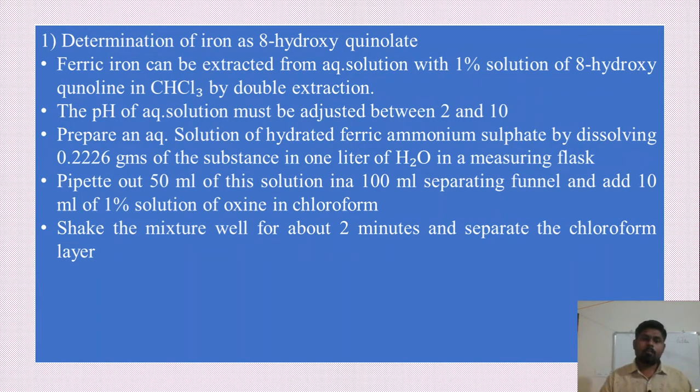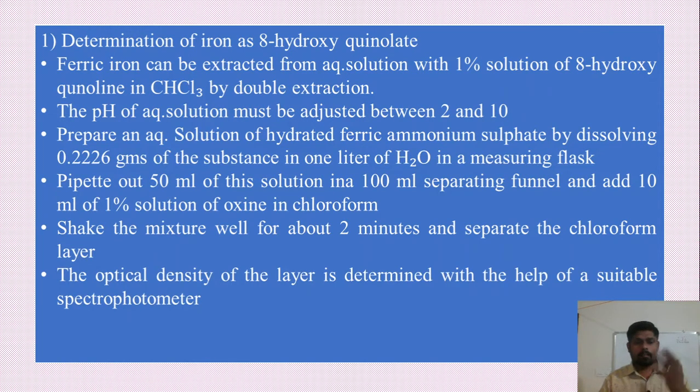Shake the mixture well for about 2 minutes and then separate the chloroform layer. You know that chloroform and water are insoluble, immiscible. Because of that reason you get 2 layers, one layer of chloroform, another layer of water. Now the optical density of the layer is determined with the help of a suitable spectrophotometer. So the layer of chloroform is then decanted from that separating funnel. You separate it, and now your chloroform layer has that iron. The iron is extracted by chloroform from the water.